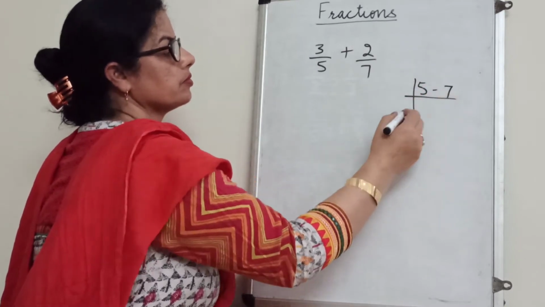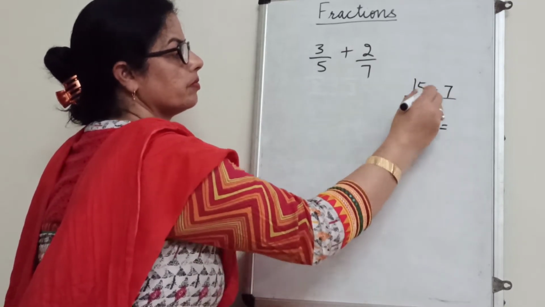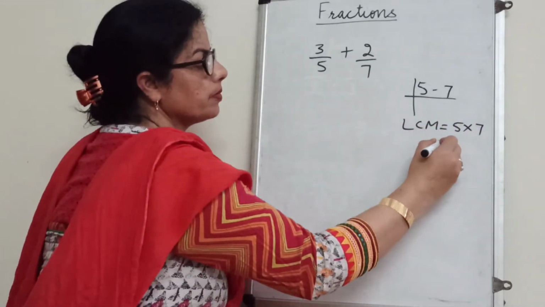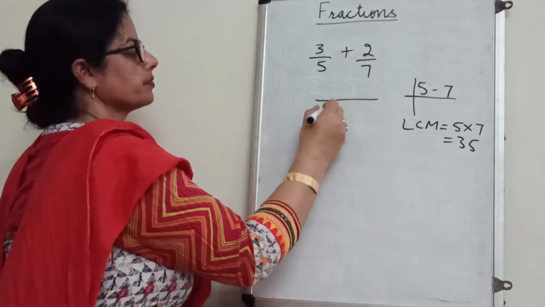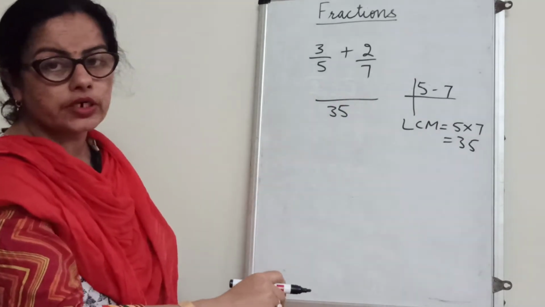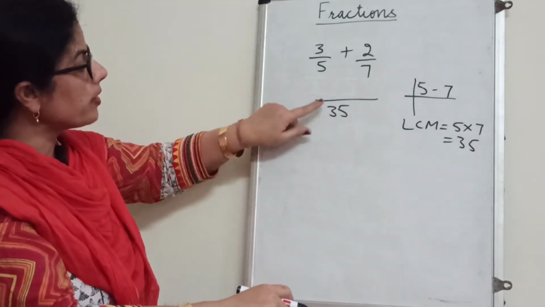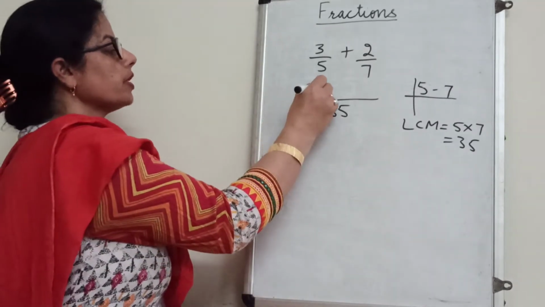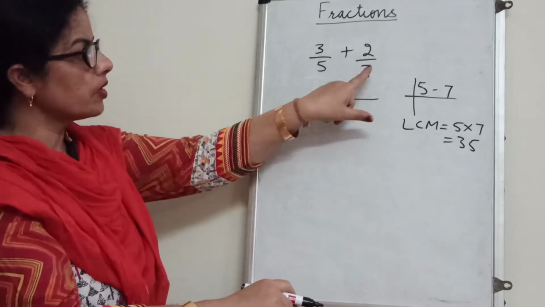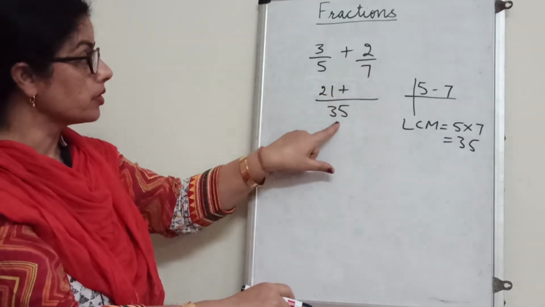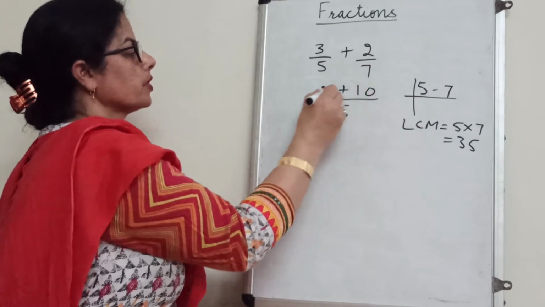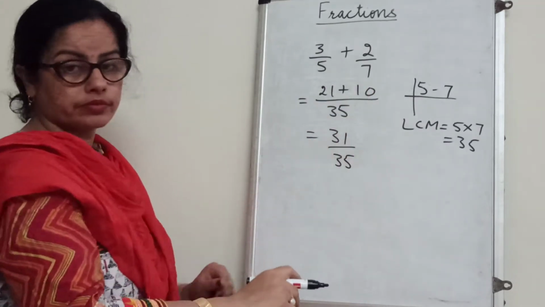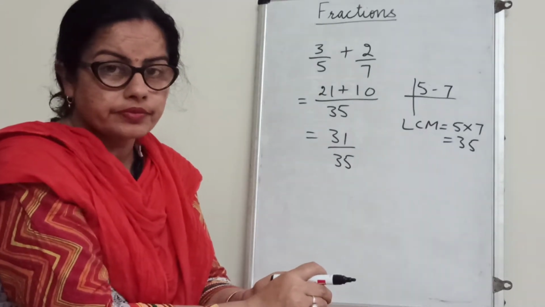See, these are prime numbers and their LCM will be their product, that is 35. LCM of 5 and 7 is 35. In the table of 5, 35 comes at 7. 7 3s are 21. In the table of 7, 35 comes at 5. 5 2s are 10. So what will be the answer? 31/35. In this way we can add.